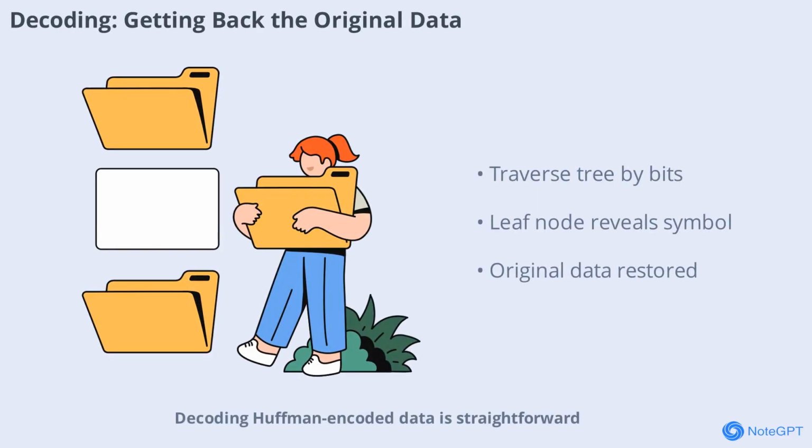Decoding Huffman encoded data is straightforward. Using the same Huffman tree or code table, we read the compressed bitstream and traverse the tree according to each bit, left for 0, right for 1. When we reach a leaf node, we've found a symbol, and we start again from the root for the next set of bits. This process continues until all the data is decoded, perfectly reconstructing the original information without any loss.